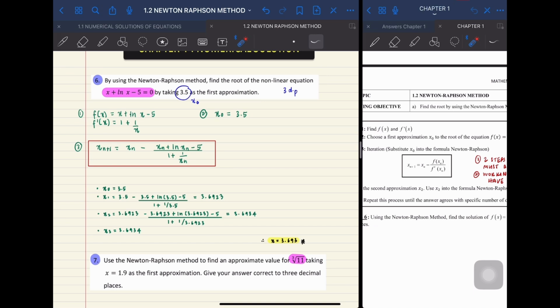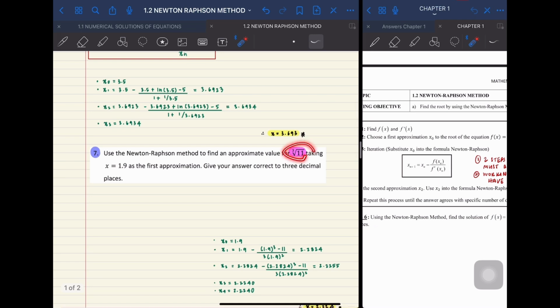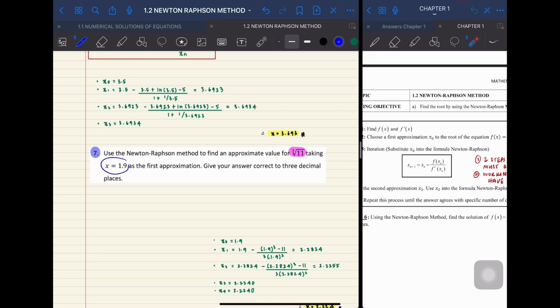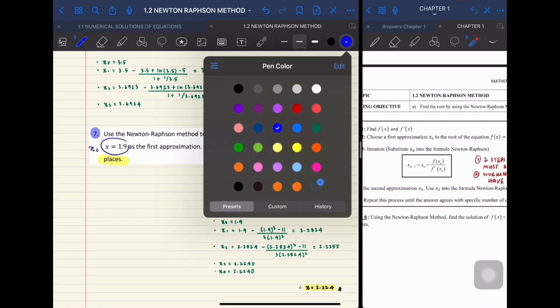Alright, so moving on to the next question. Find the approximation value for this, taking x equal to 1.9 as your first approximation. So again, you already know your x0, so this is your x0. The question asks you to give your final answer in 3 decimal places, so make sure that your working steps have 4 decimal places.